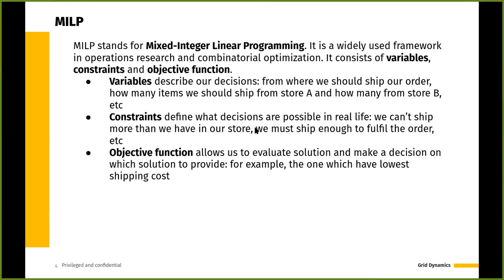Then there go constraints. You can't just assign some arbitrary values to your variables. You should follow some business constraints that you have. For example, you can't ship more than the inventory available in the store. And also an objective function. There are a lot of possible sourcing options for ship from store, and you would like to choose the one which brings you the most value. In our case, the one which costs you the least and saves you a lot of money.